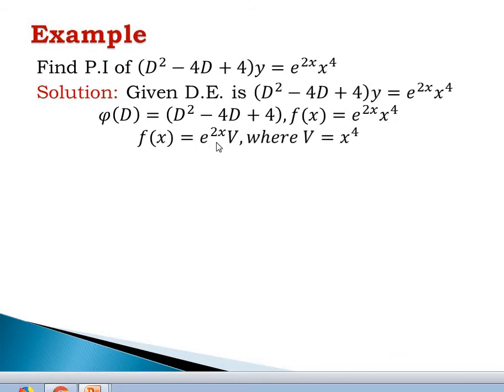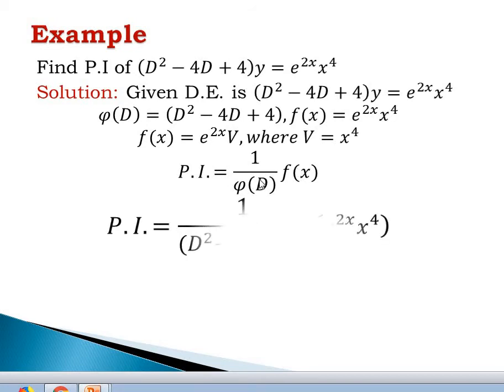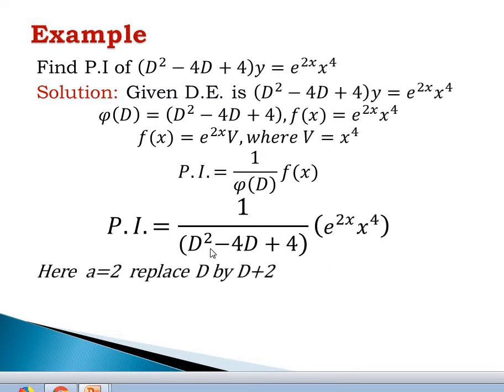So here f of x is e raised to 2x into v, where v is x raised to 4. So here we have to use case 4. So PI is equal to 1 upon phi of D into f of x. After putting the values of phi of D and f of x, our function becomes 1 upon D square minus 4D plus 4 into e raised to 2x into x raised to 4. So here replace D by D plus 2. Here the value of a is 2, and keep the exponential term outside.